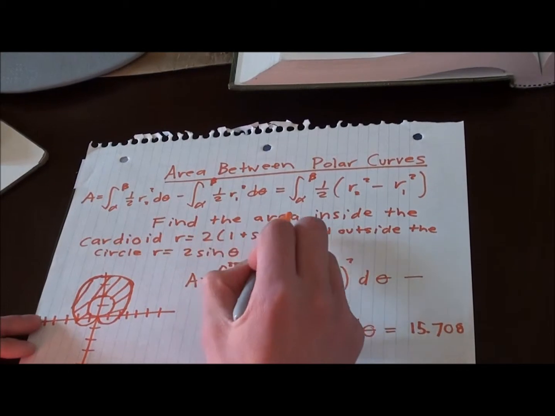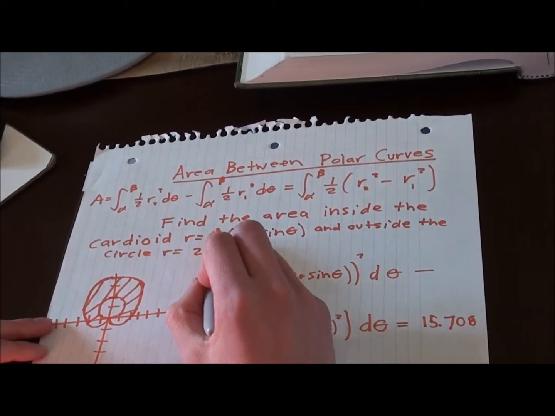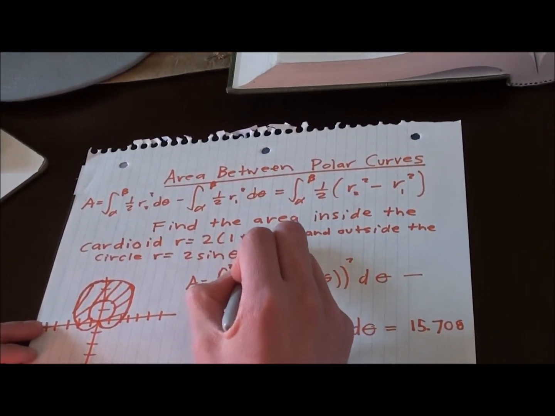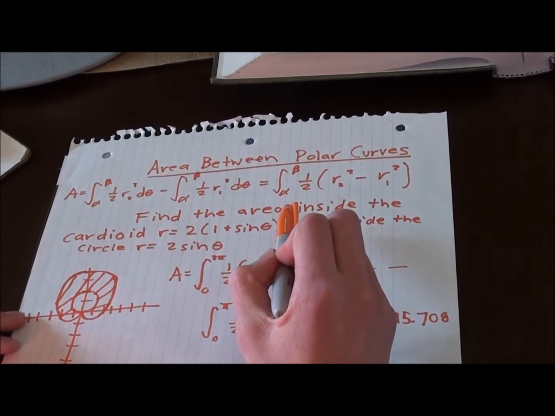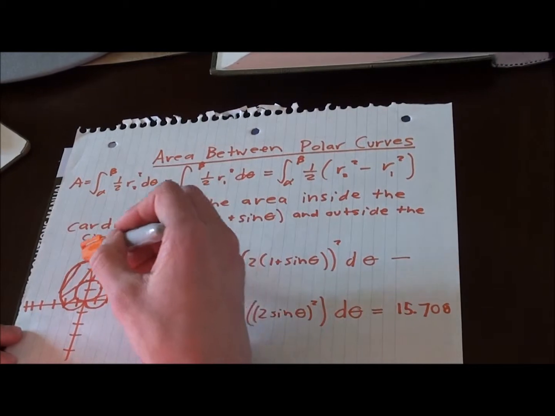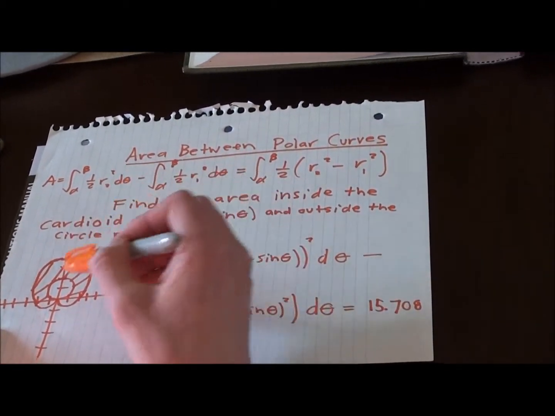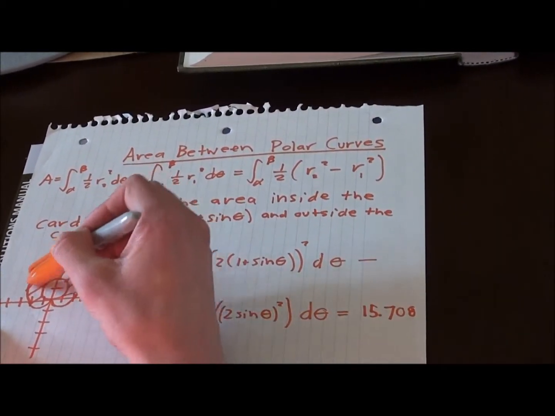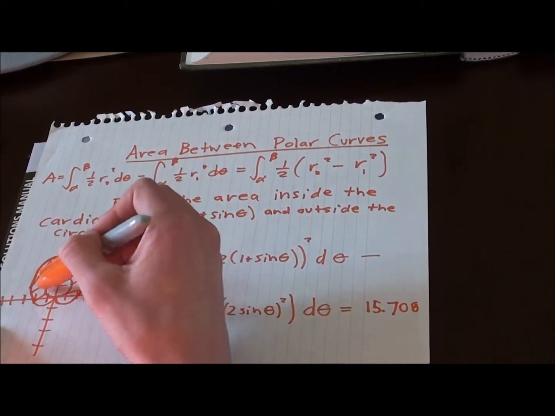So when it says find the area inside the cardioid r equals 2 times (1 plus sine theta), and outside the circle r equals 2 sine theta, I did a rough sketch of this here, and here's the cardioid, looks like a heart, and then here's the circle. So we're looking for this area right here.